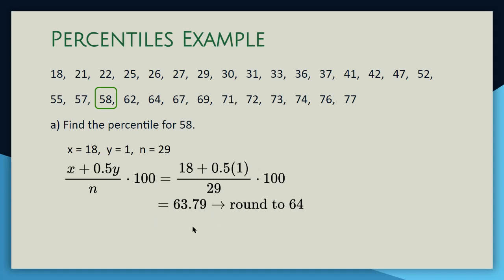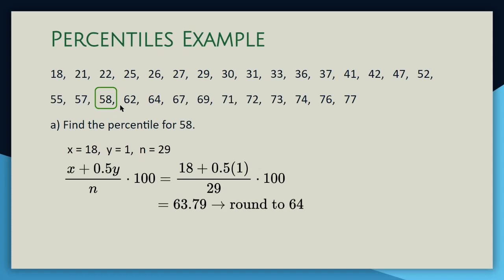And when we state percentiles, we always state them as a whole number. So you should round any decimal percentile calculations to the nearest whole number. And 0.7 is closer to 64 than 63, so I'm going to round up to 64. So 58 is at the 64th percentile.